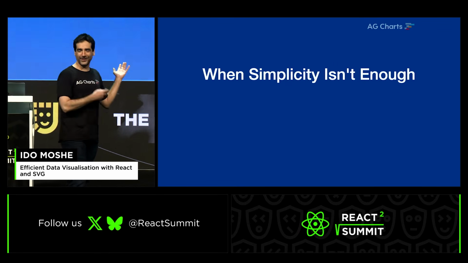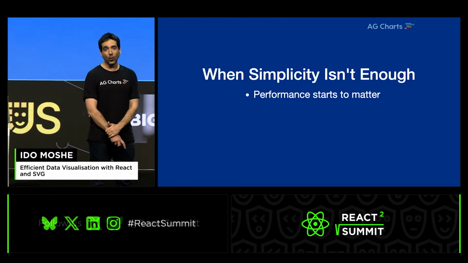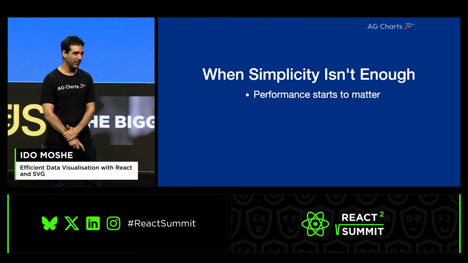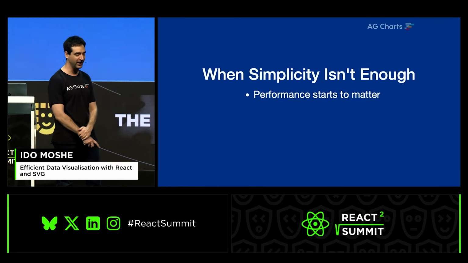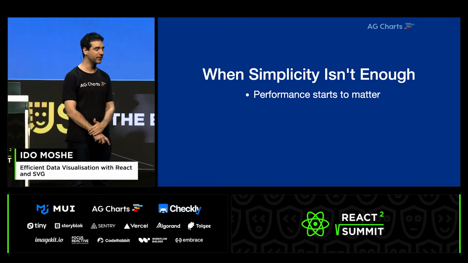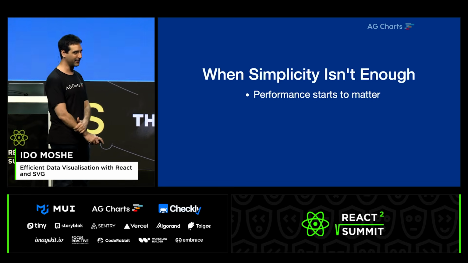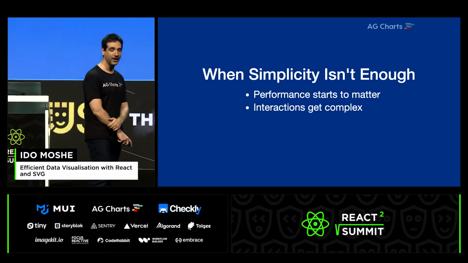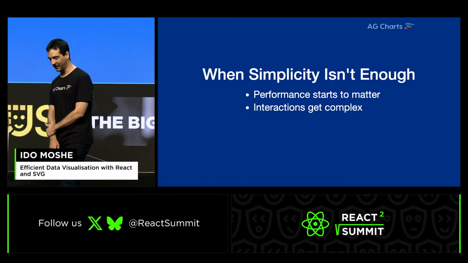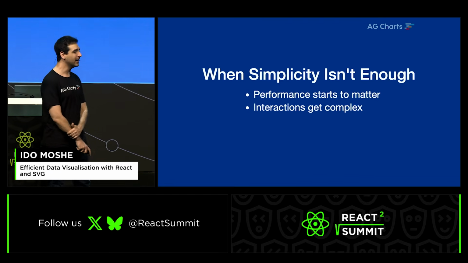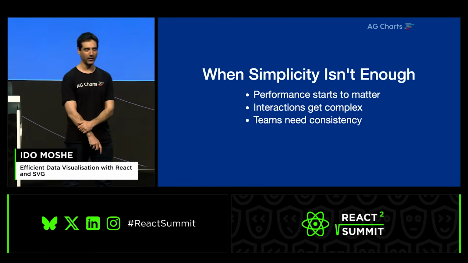So when does this sort of approach not really work that well? When simplicity isn't enough, when performance or scaling starts to become a real issue, whether it's by having dozens of charts on a single page, or having a single chart with millions or tens of millions of data points, then probably the SVG approach won't do it for you. If interaction starts to get really, really complex, things like annotations or zooming or even smart labeling for unknown data, then probably just go for a library.